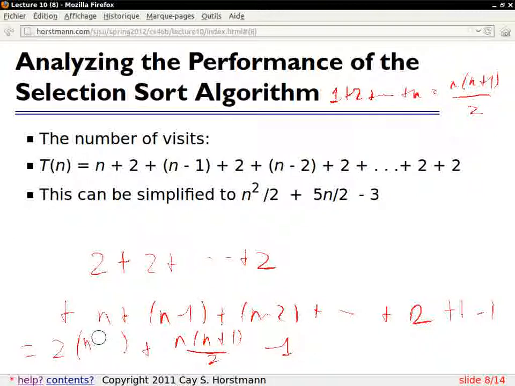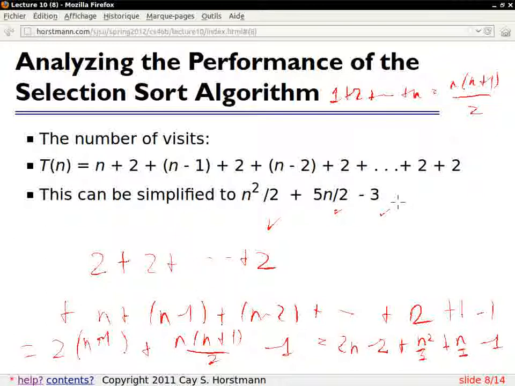So that is 2n minus 2 plus n squared over 2 plus n over 2 minus 1. And so that is n squared over 2, which I have here, 2n plus, oh, let this not be a minus, that's a plus. Okay, good. Plus n over 2, that's 5n over 2, minus 1 is minus 3. Okay, so I actually did the computation right.